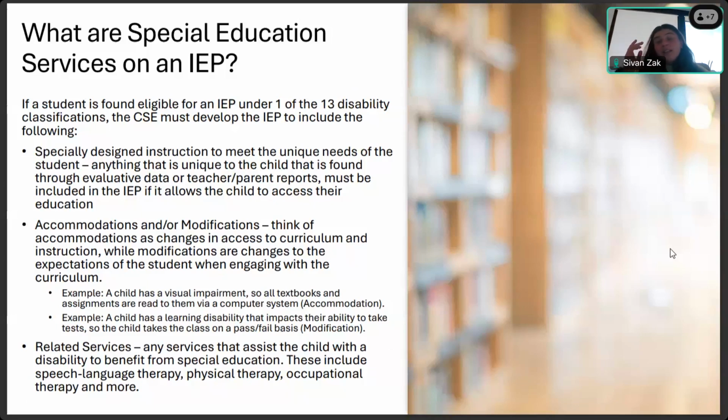Where a lot of the contention comes in is the frequency. So how often that happens. Sometimes the CSE recommends that it happen 1 time a week, but you believe that your child requires speech language therapy 3 times a week to address their needs. So a lot of times that can become contentious. But this is really where we see the most sort of pushback on an actual IEP.